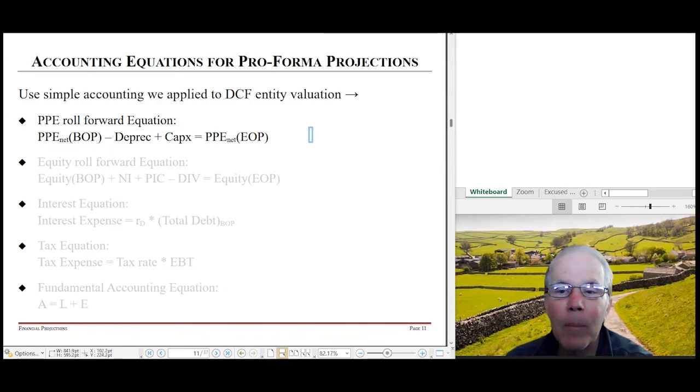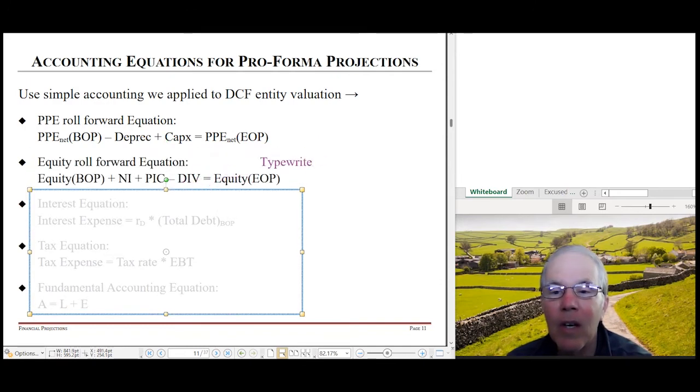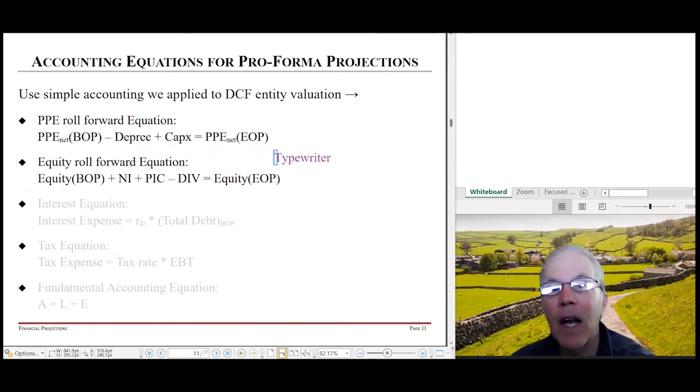And this says that PPE net in the beginning of the period, beginning of the year, minus depreciation, minus the amount of PPE that has worn out, plus CapEx, plus additions to PPE equals PPE net at the end of the period, at the end of the year. Makes sense. Okay, we have a similar roll forward equation for equity, which says that equity beginning of period plus net income, that's of course an addition to equity, plus paid in capital, another addition to equity, minus dividends.